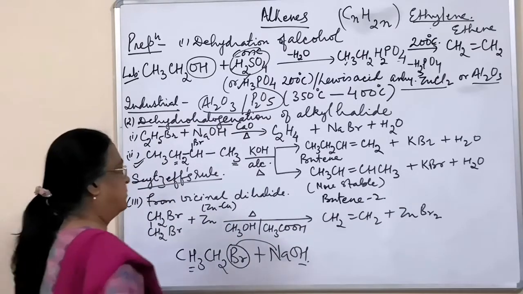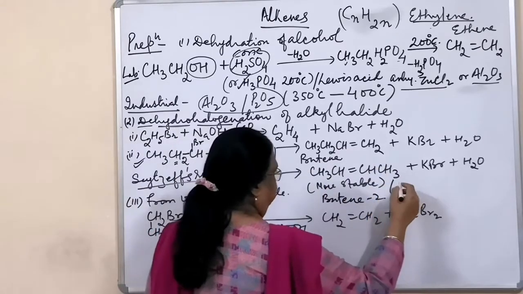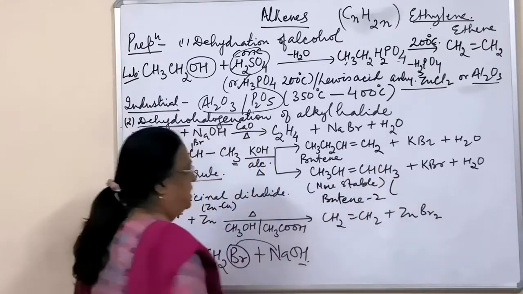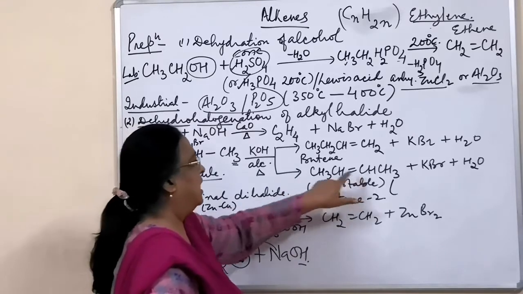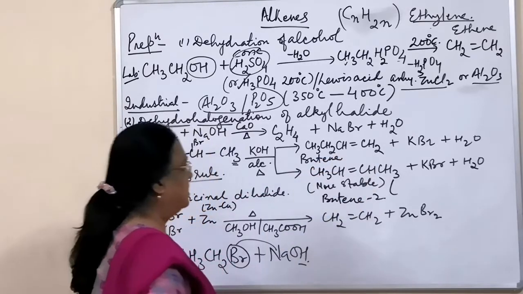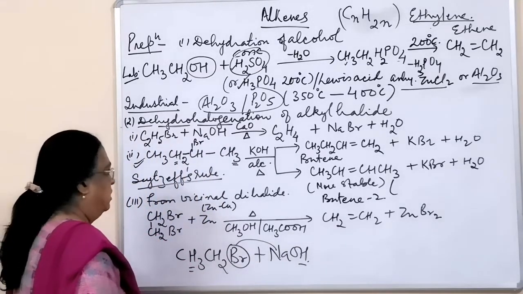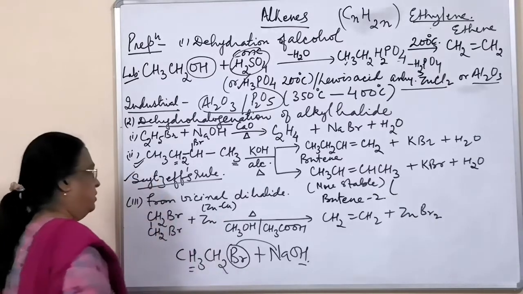So this is more substituted, this is less substituted. More substituted means hydrogens on the double bond carbons are fewer. Here on the double bond, hydrogens are more. So the more substituted alkene is more stable. And that is your Saytzeff's rule.